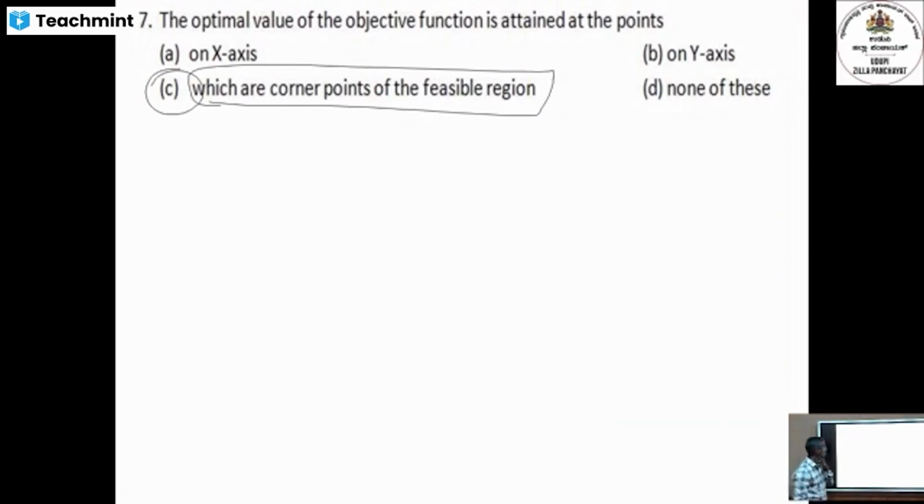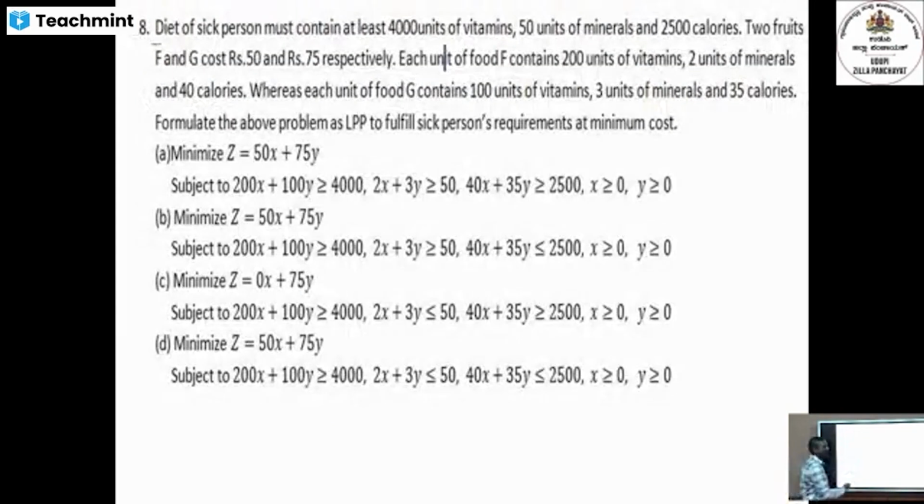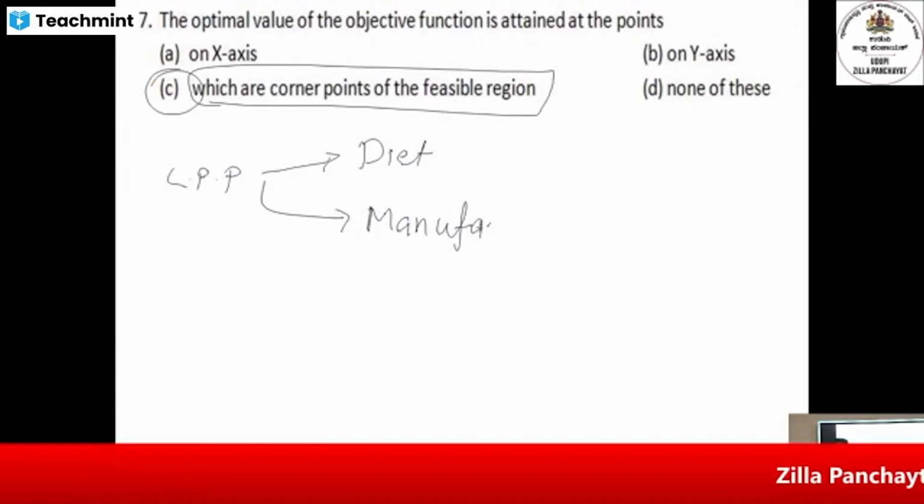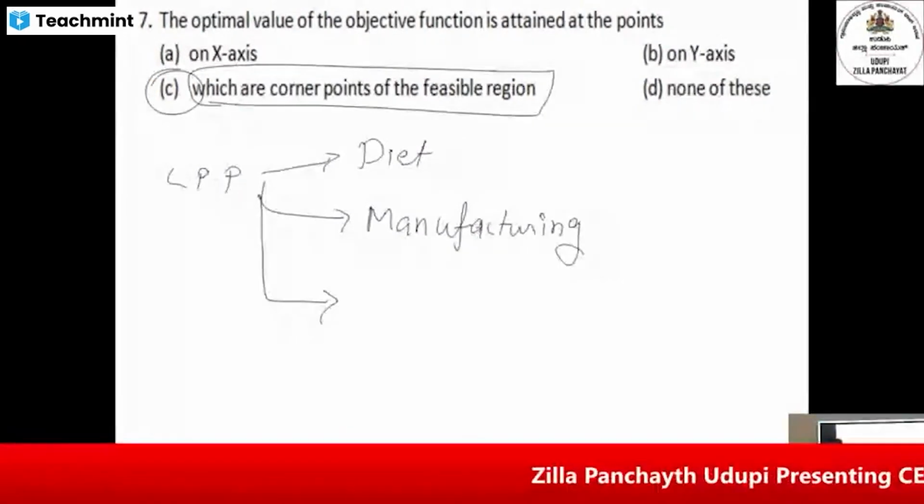Okay, now this problem is considered to be a diet problem. Diet problems are quite famous. So in LPP you should be aware of the famous problems that come up. One is a diet problem, the second is a manufacturing problem, and the third is a salesman problem.